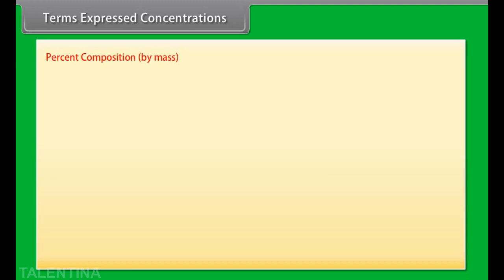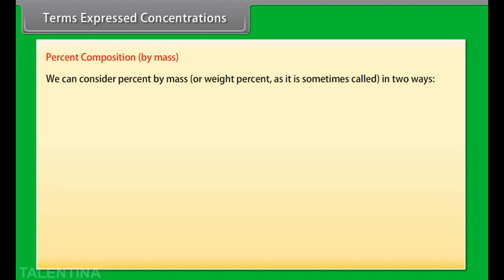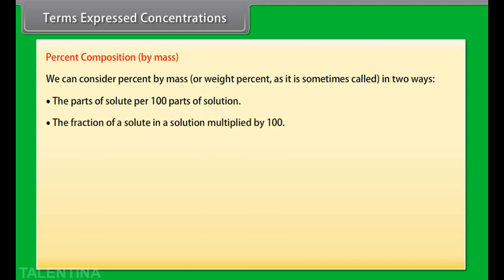Percent composition by mass. We can consider percent by mass, or weight percent as it is sometimes called, in 2 ways. The parts of solute per 100 parts of solution. The fraction of a solute in a solution multiplied by 100. Percentage by mass is equal to mass of solute upon mass of solution into 100.